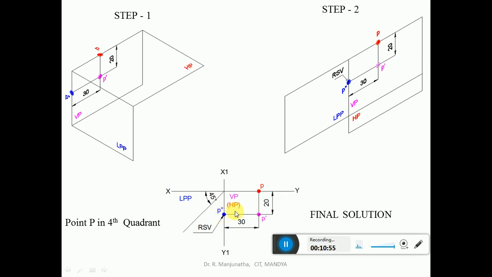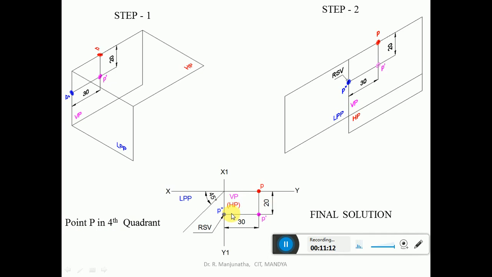Since it is in front of LPP, this is going to be the right side view. And show the quadrants of VP, show the dimensions, which are 30 mm here and 20 mm here, and show the directions of projections. And the point P is in the fourth quadrant.